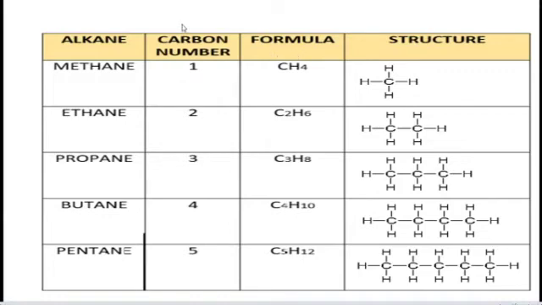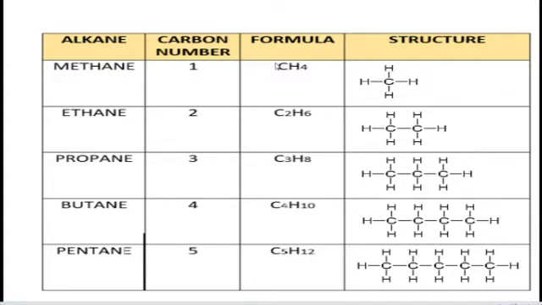See the formula, the carbon number present in the first one is 1. Here 1 carbon, 4 hydrogen. This is methane. Then ethane, 2 carbon, 6 hydrogen, that is C2H6. Then propane, 3 carbon, 8 hydrogen, C3H8. Butane, 4 carbon, C4H10. Pentane, 5 carbon, C5H12.